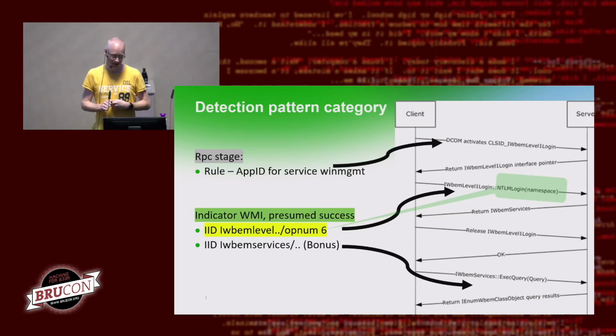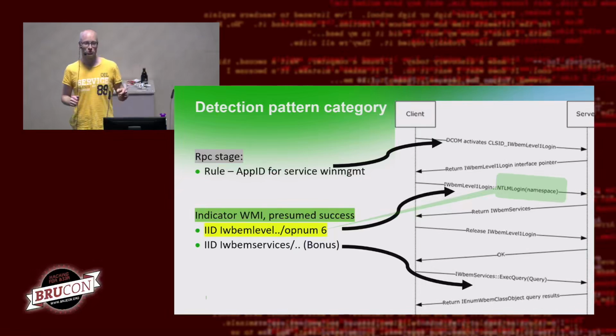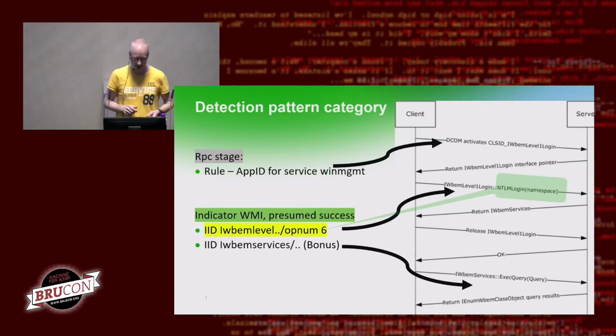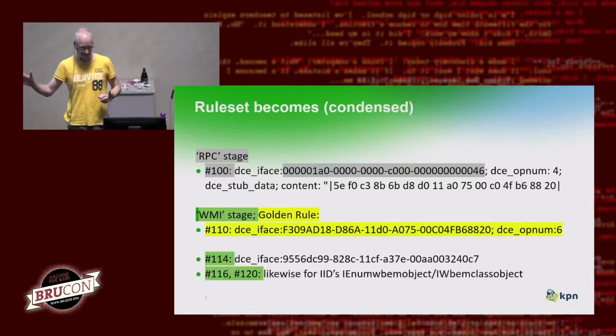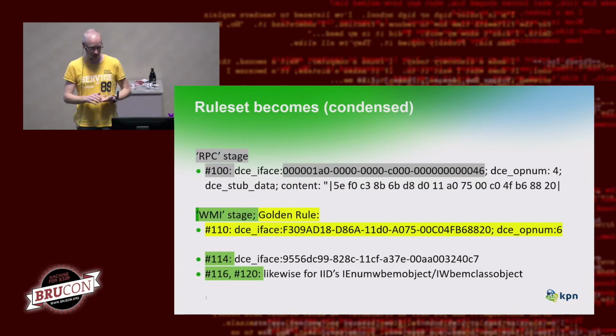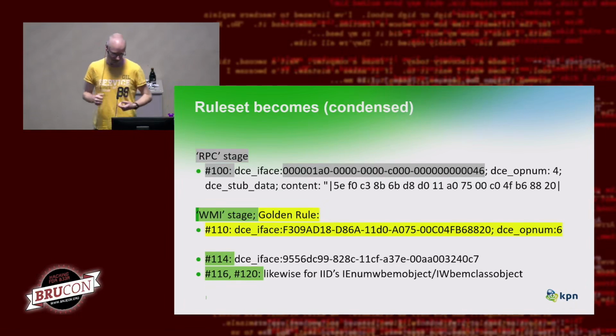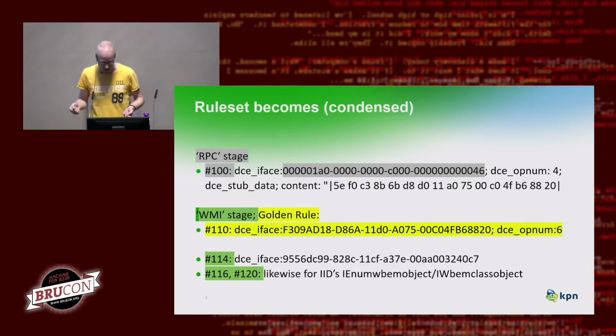And there was a source of inspiration for another rule based on the IWbemServices level with opnum 6. This is the rule we have seen before: this must be called for you to succeed. So let's call this a golden rule, and assign it the color yellow. So my rule set became like this. We have an RPC stage section, a WMI stage section, and as an additional bonus, I developed some other rules based on other identifiers.